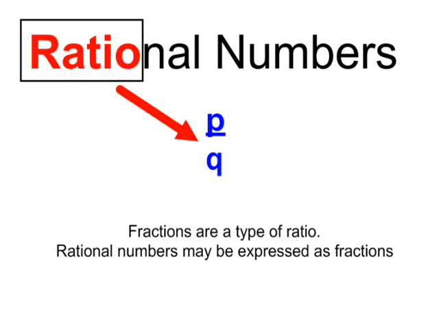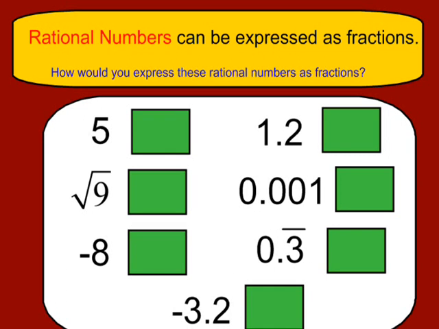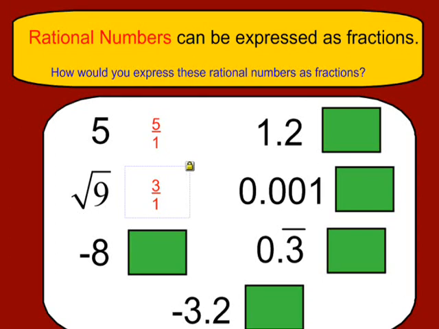Remember that fractions are a type of ratio, so rational numbers are any number that can be expressed or written as a fraction. Let's take a look at some examples. 5 is a rational number because it can be written as 5 over 1. It can be written as a fraction. The square root of 9 is a rational number because the square root of 9 would be 3, and 3 can be written as a fraction. The integer negative 8 can also be written as a fraction.